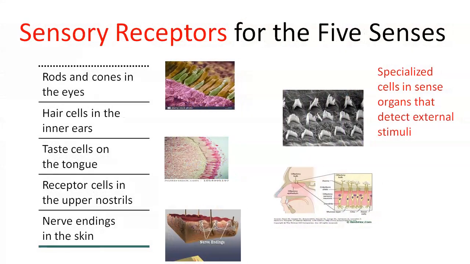All right. So now we get into sensory receptors. And these are specialized cells in sense organs that detect external stimulus. And so you see some examples here. You have the rods and cones in the eyes, the hair cells in the ears, taste cells in the tongue. These are all specialized cells in these sense organs, and they're what detect that information from the outside world. So these are sensory receptors.